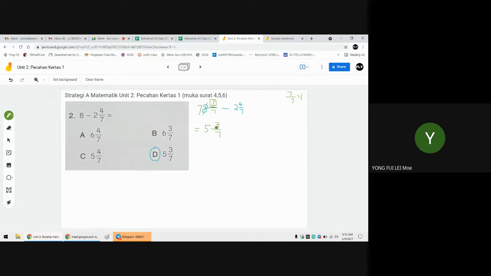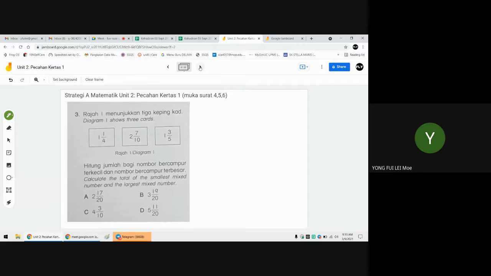So 5, 3/7. Okay, so you have to find a small space in order to write this. You find a small space yourself. If not, you just stick all the sticky note onto the question itself. You have to do your calculation inside. That's why I say it's not easy to lose your calculation.